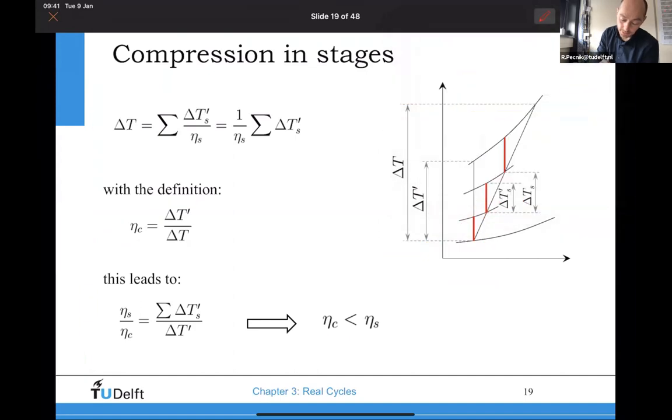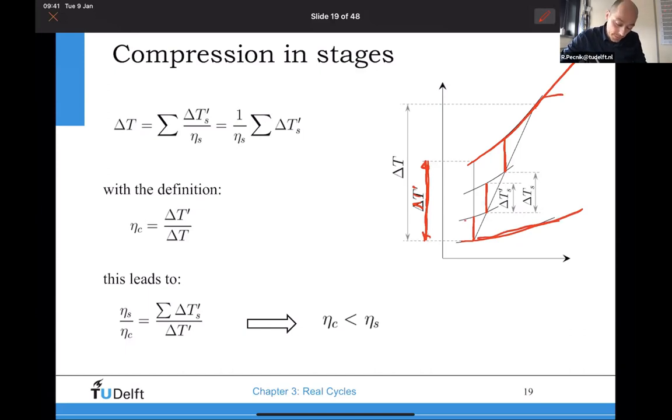Let me clear the pen markings here. It is because this delta T prime has a certain value, which is smaller than these individual delta T's summed up. The pressure lines are diverging for higher temperatures. The higher the temperature, the higher the slope of this curve, which means that these pressure lines are diverging.